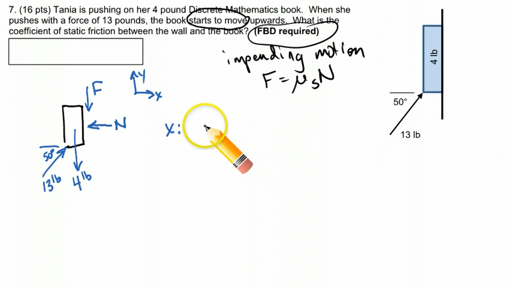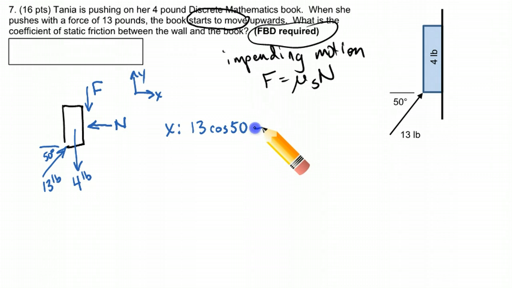So in the x direction, we're going to have 13 cosine 50 minus n equals 0. So we can solve for n right here. 13 cosine 50, and that comes out to be 8.356 pounds.